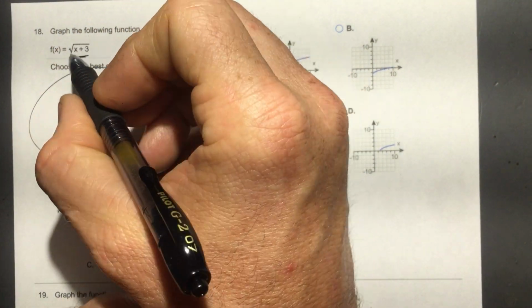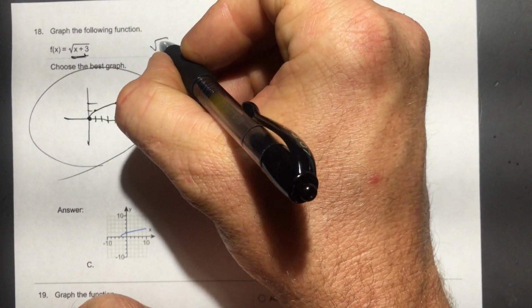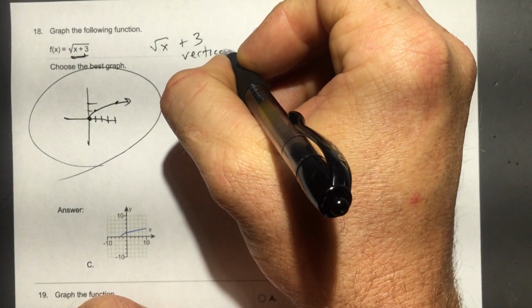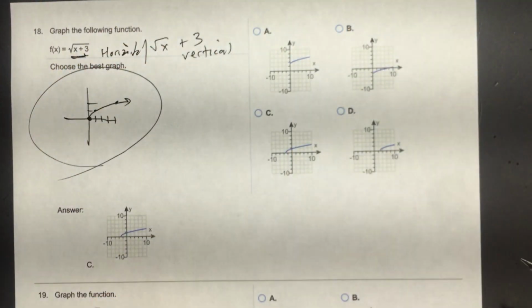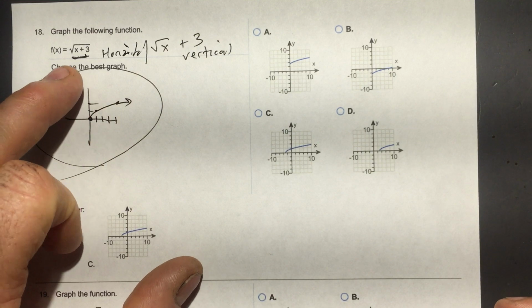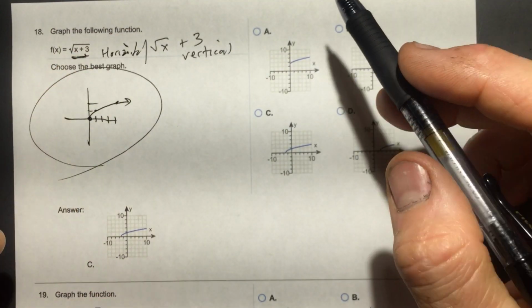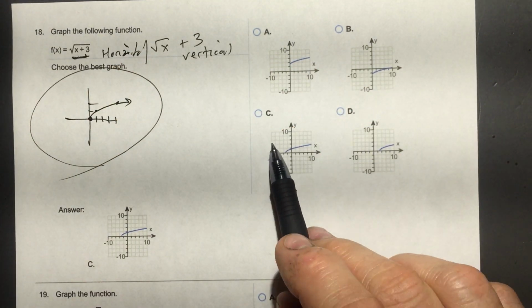What's going on here? Well, all I have is this +3. And see, the 3 is in the radical. See, it's not like this. See, this right here would be vertical. But this is horizontal. Okay, writing kind of sloppy because I'm in a hurry. Now, this +3 means it's going to move it to the left 3. So I'm looking for this graph that's moved to the left 3, which looks like right there, C.